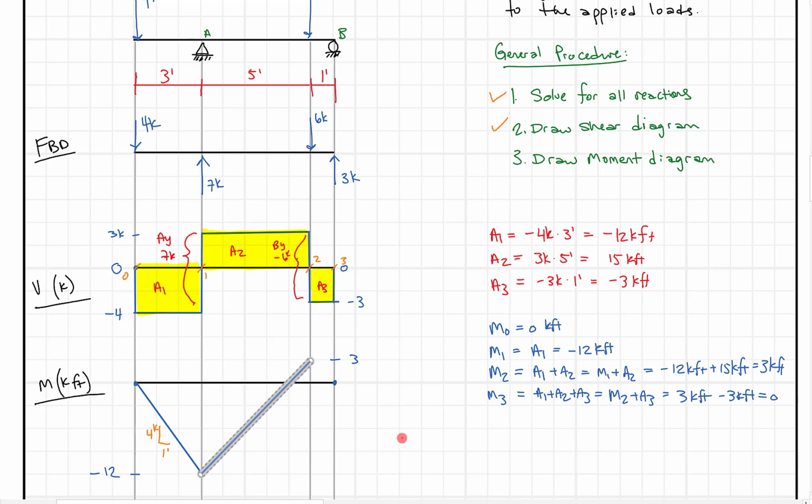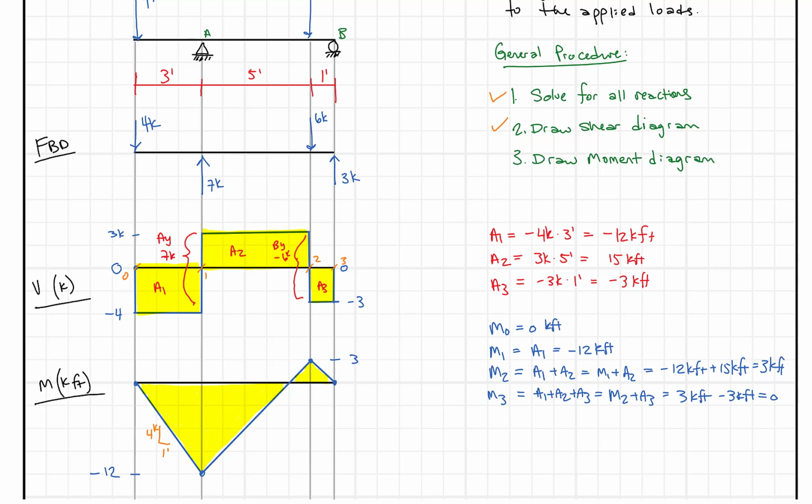Okay. And then to get back to 0, again, we have a constant slope here, so hopefully you can see this, minus 3 kips per foot over 1 foot distance. We're going to go down at that slope. And our moment diagram closes back to 0. So there's our moment diagram, right? So I can shade this in.